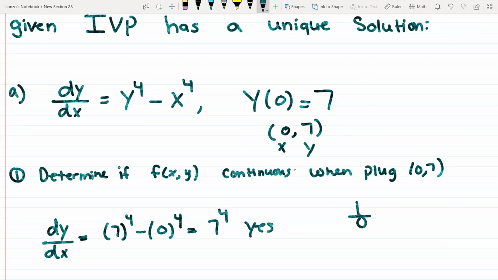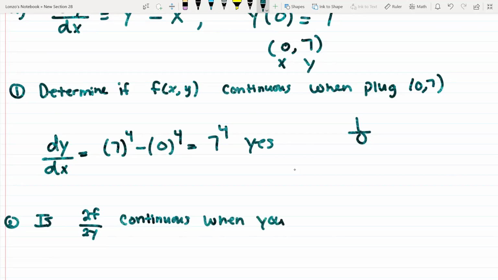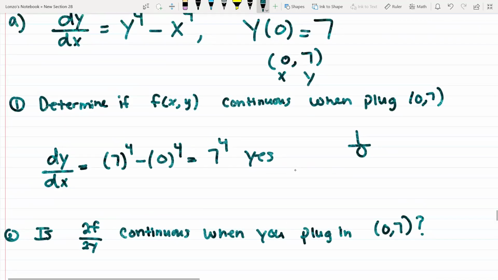So what about the next thing you have to do: is delta f over delta y continuous when you plug in 0, 7? So what is delta f over delta y?